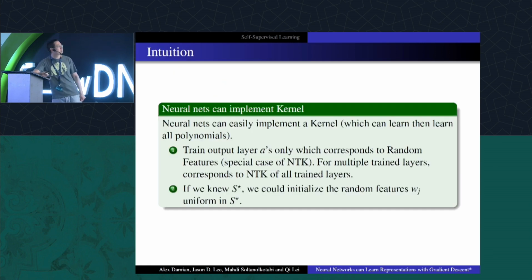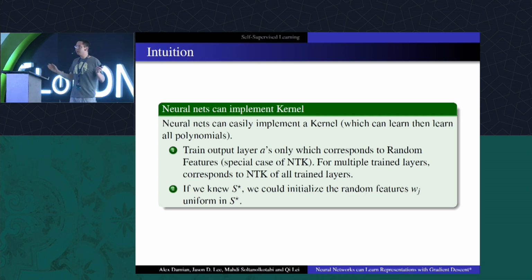Okay, so the intuition, like I said, is that we know how to get neural nets to mimic kernels, at least since the Rahimi-Recht results, or Amit Daniely had many results of this type. And more recently, the neural tangent kernel literature. There are several ways to do this. You can do it by training only the A's or training the hidden layer with small learning rates. And the random feature is, of course, just a special case of NTK. So if you told me the subspace, the span of the U star, this problem is almost trivial.